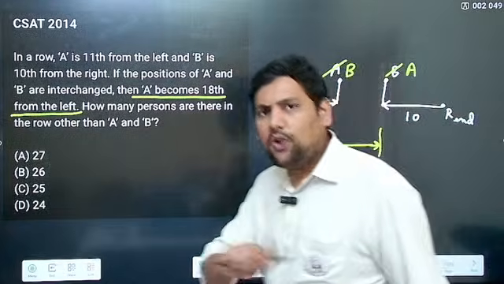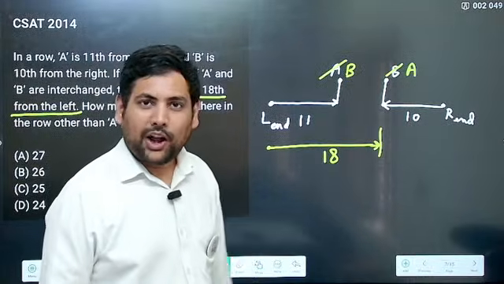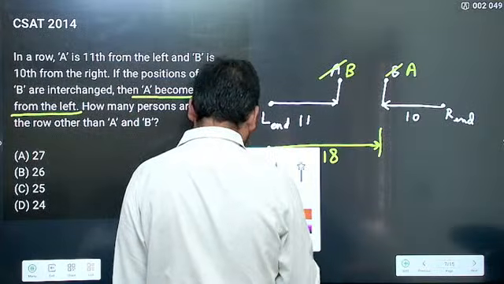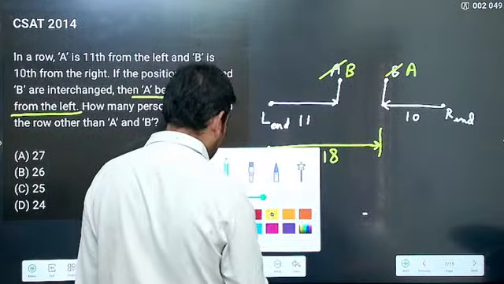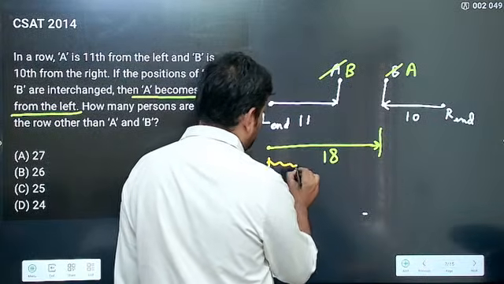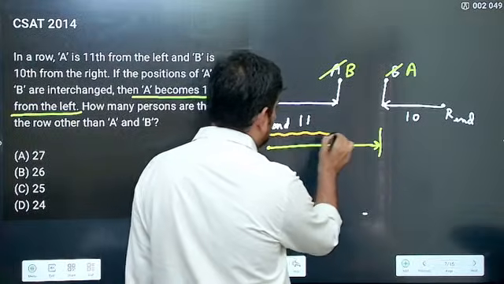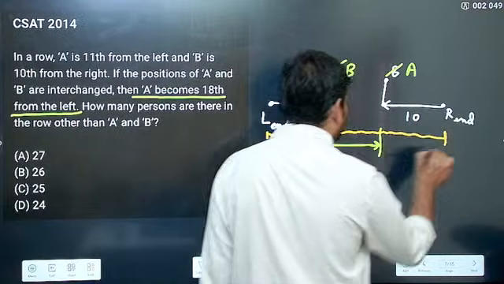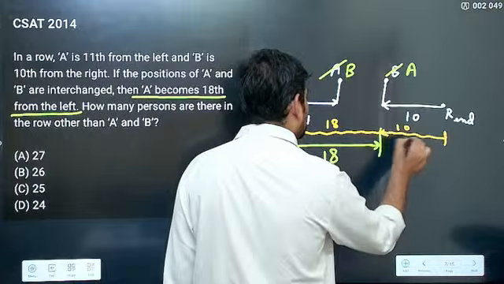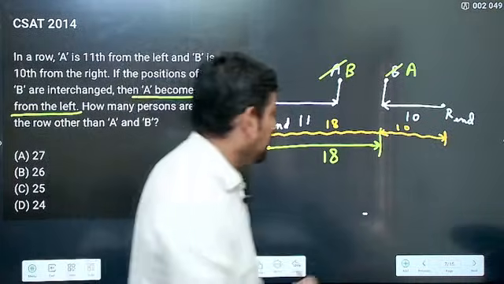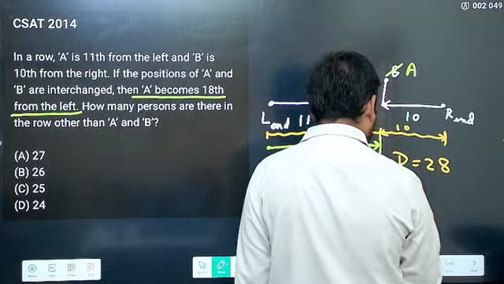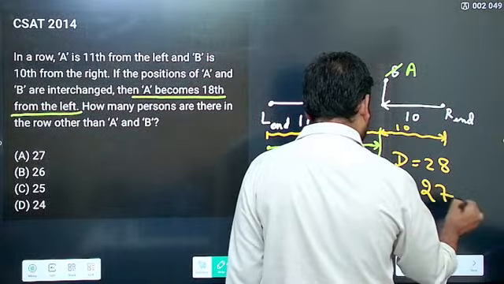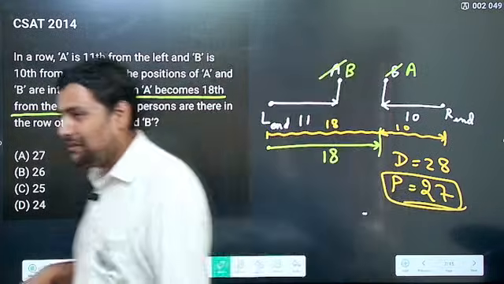Now first thing is, how many people are there in the row? Now it is very easy. If I want to go from one end to the other, observe how I go. I start from here and I cover 18 first. Then after that, how much do I have to cover? I have to cover 10 more. So this is 18 and this is 10. 18 plus 10 becomes 28. So the distance came out to be 28. Then the total number of people in the row is distance minus 1, that is 27. So in total, there are 27 people in the row.